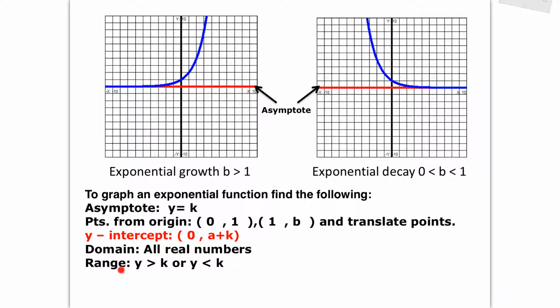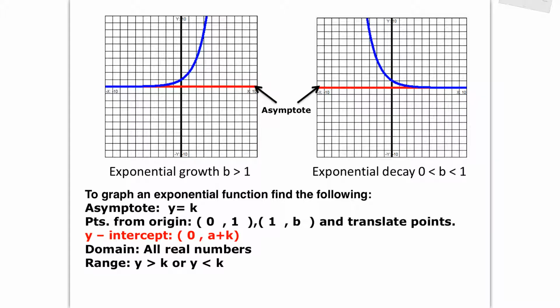The range are the y values. Now this one depends on the asymptote and the graph. You might use y is greater than k, where k is the same one as the asymptote, or y is less than k, and once again, k is the asymptote. If the graph, for example in this one here, is on the top of the asymptote, so here's the red line, the asymptote, and the graph is on the top, we are going to use a greater than. Y is greater than k. But if the graph is on the bottom of the asymptote, we're going to use a less than.